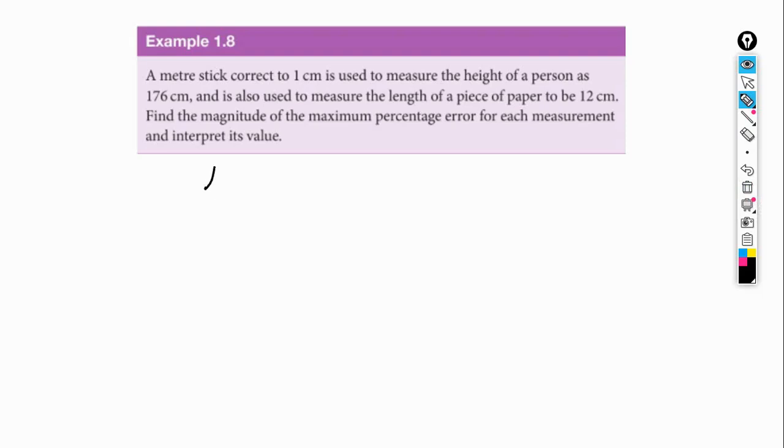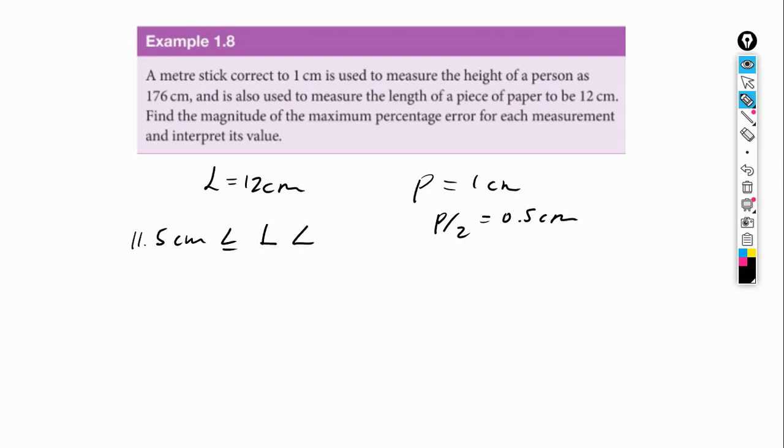So we would say the length is equal to 12 centimeters. The precision of the instrument is 1 centimeter. So p halves would be 0.5 centimeters. Next, we would find the bound for this. So it would be 11.5 on the left, less than or equal to L, which would be less than 12.5 centimeters.